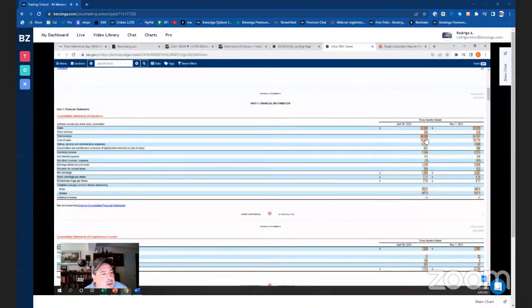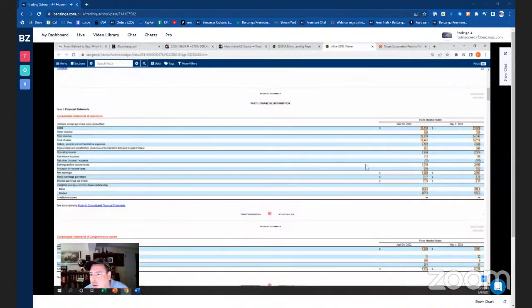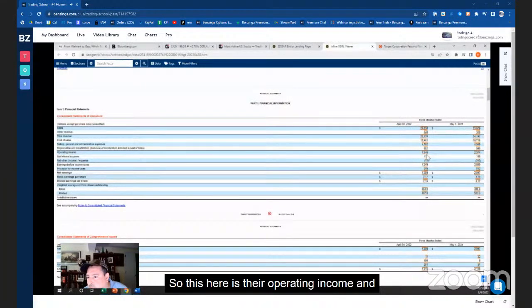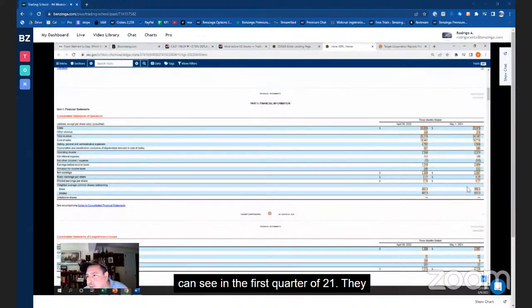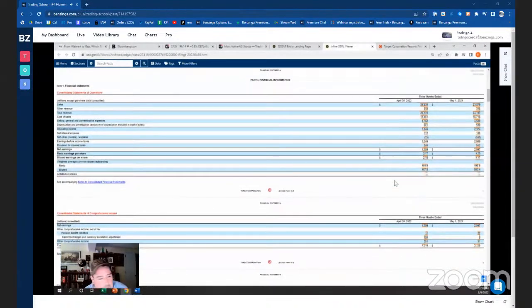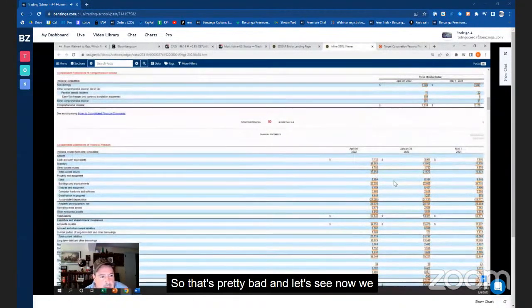There's revenue, cost of sales, SG&A is selling, general and administrative. So this here is their operating income, and this here is their earnings, where you take your operating income and you divide it by the number of shares outstanding, and that's where you get your earnings. Now this is a really bad drop off here, because we can see in the first quarter of 21 they earned $4.17. In the first quarter of 22 they only earned $2.16. So that's like a massive sell-off. Yeah. So that's pretty bad.